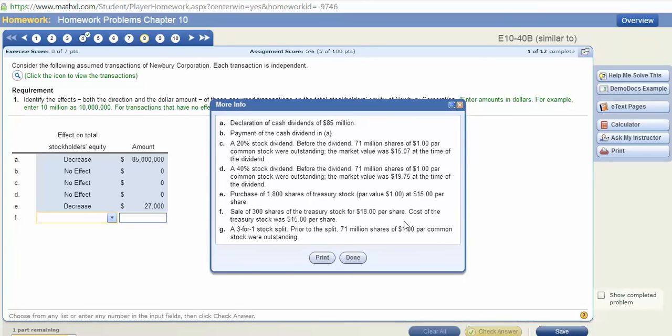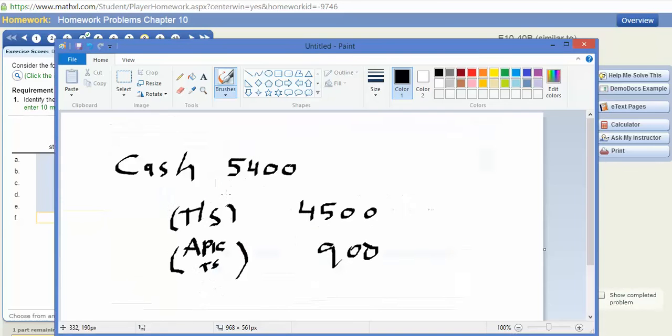Remember, the average cost of the treasury stock you own, that cost is important because it affects the treasury stock account amount that you hit later. Pretty much, you've got it laid out here. The easiest way to answer this is to ask yourself, what is the entry that is made when you sell treasury stock? Well, first of all, let's get our cash entry down. 300 times 18 is 5,400.